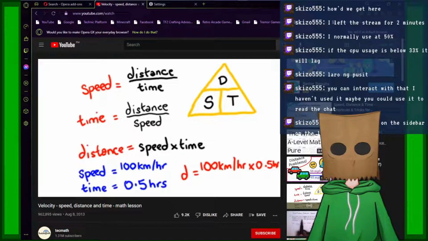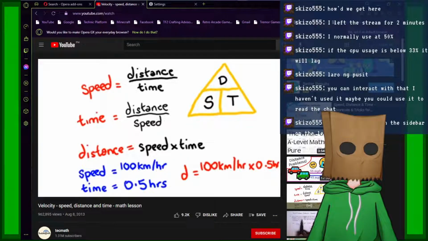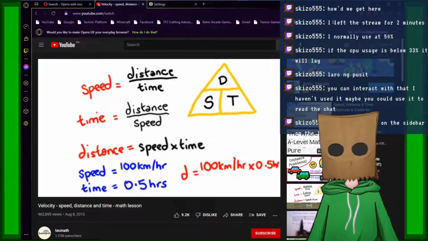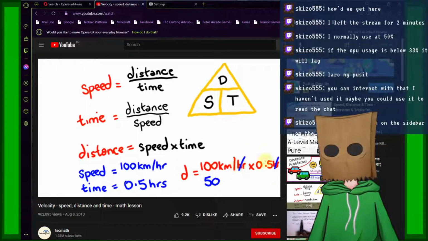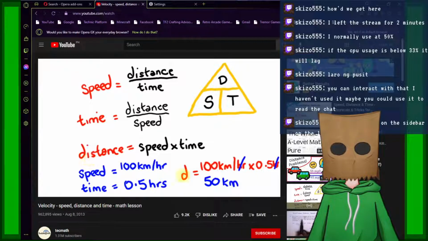Okay, so with this, what are we going to do now? We're going to multiply these together. So 0.5 times 100 is 50. You're going to see that our hours cancel each other out because this is dividing and this is multiplying at the same time. So we're just going to end up with kilometers. So our distance is 50 kilometers.